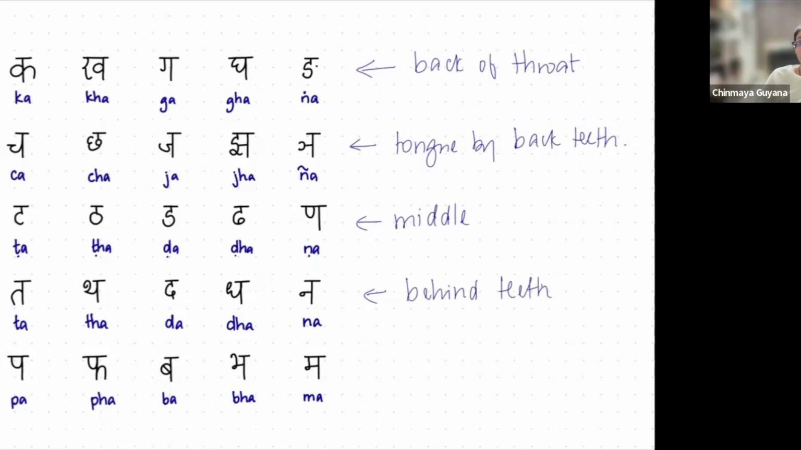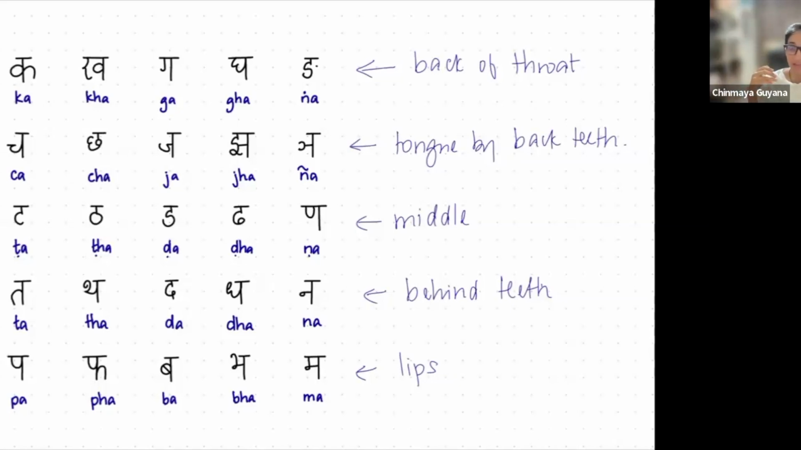Now, say ba, pa, ba, pa, ma. What is your mouth doing? It is closed. It is at the lips. Try saying ba without closing your mouth. You can't say ba without closing your mouth. You can't say ma without closing your mouth. That is what makes that sound.